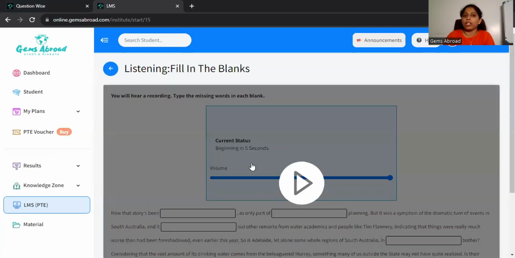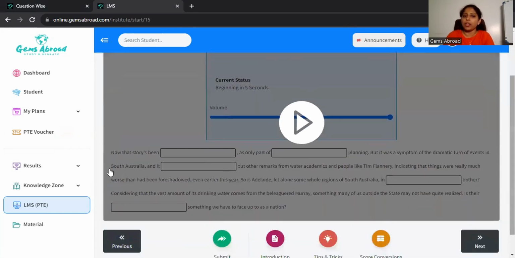See, the instruction says you will hear a recording, type the missing words in each blank. The audio begins in 5 seconds. Type the missing word with the correct spelling, and you get 1 mark for each correct answer, no negative marking. A wrong spelling gets 0 marks.